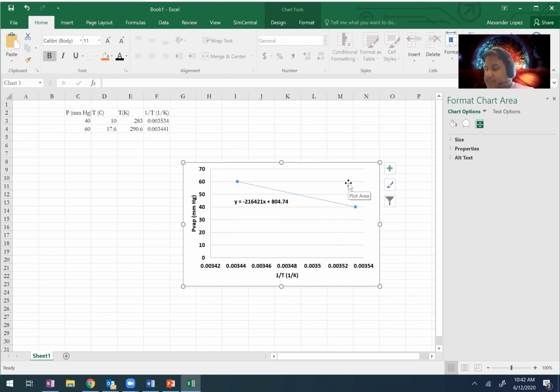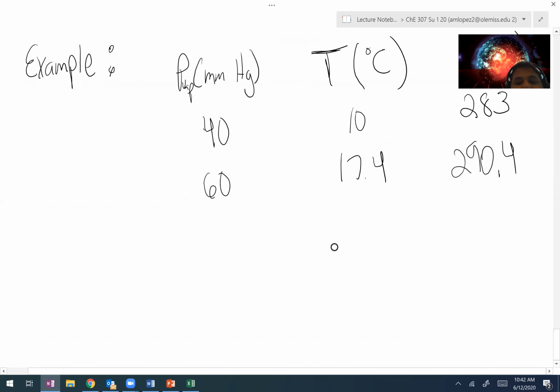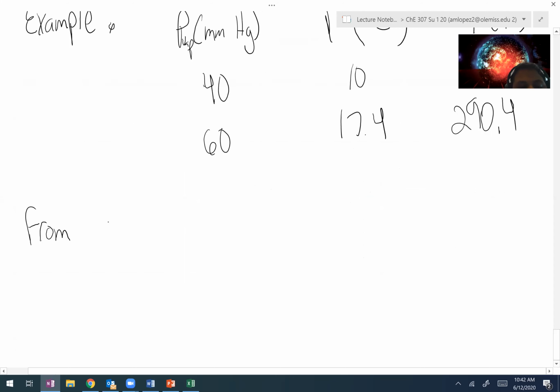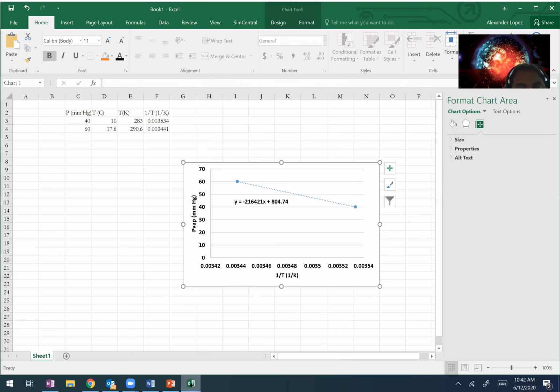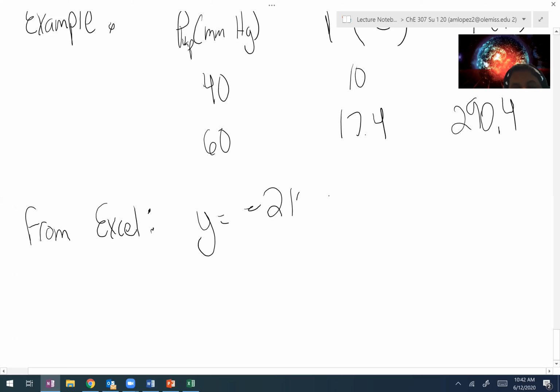So from doing that quick plot, I got an expression that says y equals negative 216421 x plus 804.74. So with this, hopefully, I should be able to estimate my enthalpy of vaporization as well as my B value. So this is where I would say from Excel, y equals negative 216421 x plus 804.74.